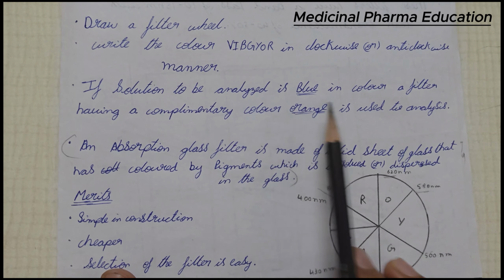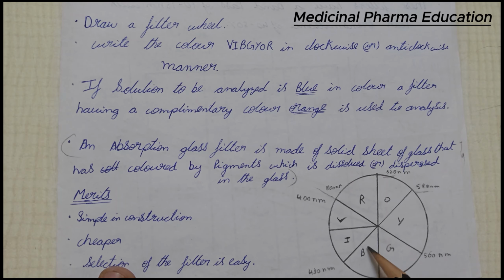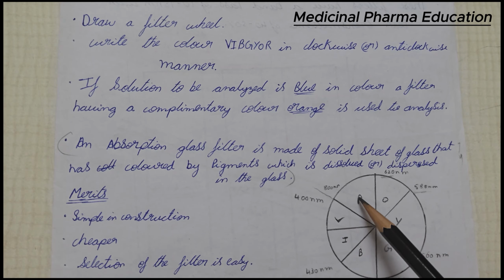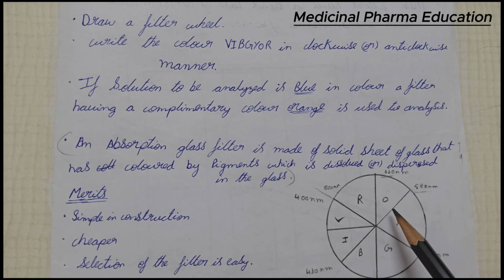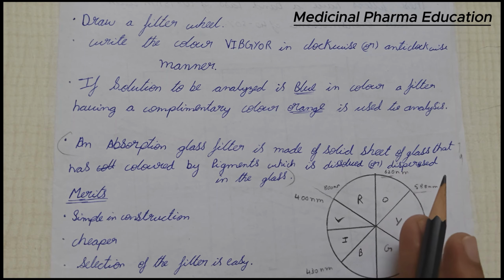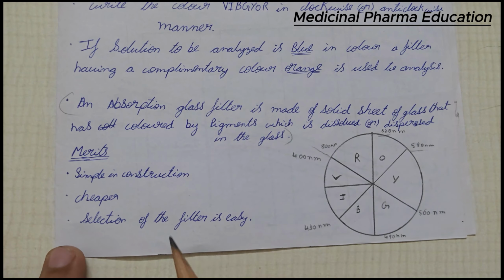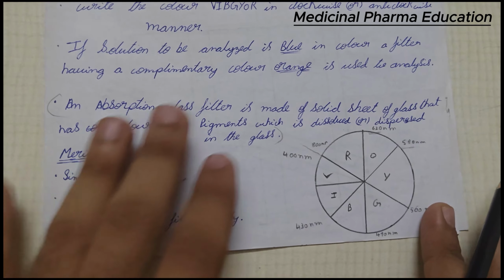The basic mechanism is that if the color is blue, we select the complementary color orange. Of all the different wavelengths or ranges, we absorb the unwanted radiation and only transmit the orange color. We leave only this column where the light transmits through. This is the basic concept. The merits are that it is simple in construction, cheap, and selection of the filter is easy.